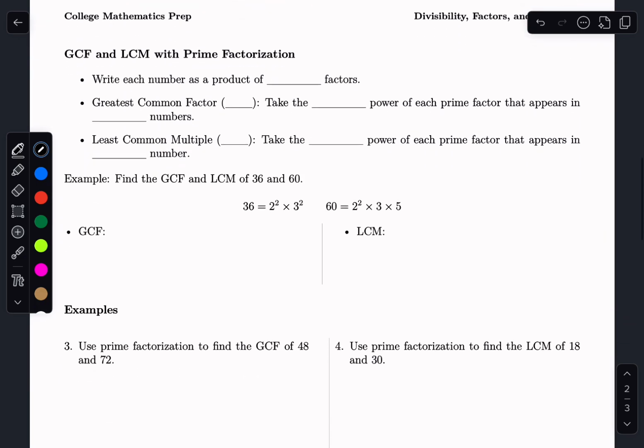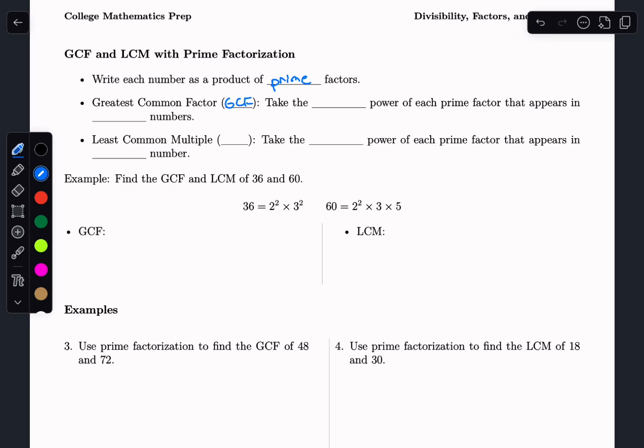We have two things we really care about here, GCF and LCM, and both are found by using the prime factorization. So when we find each of these, what we're going to do is write each number as a product of prime factors first, aka find the prime factorization. And then we have two different things here. GCF is the greatest common factor. That is the biggest number that divides both numbers.